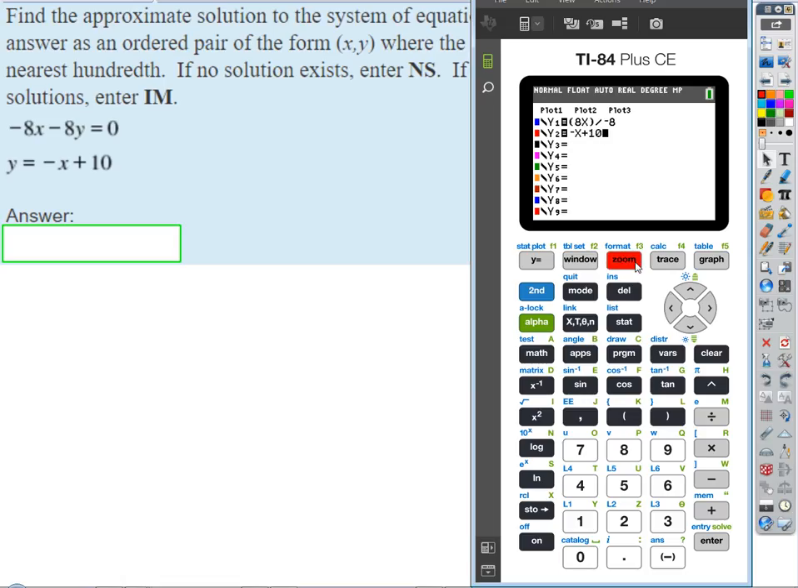And if I zoom 6 this one, what's going on that time? Yeah, it looks like no solution. They look parallel.